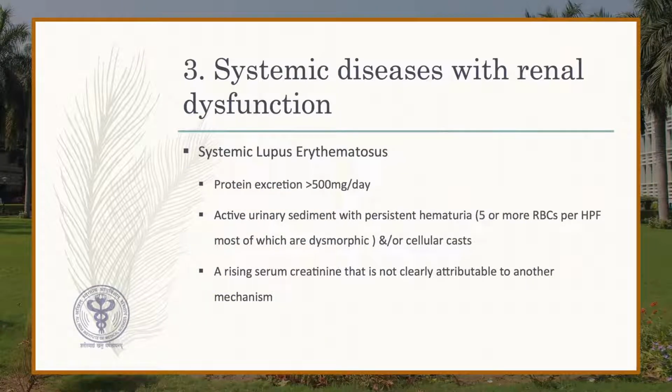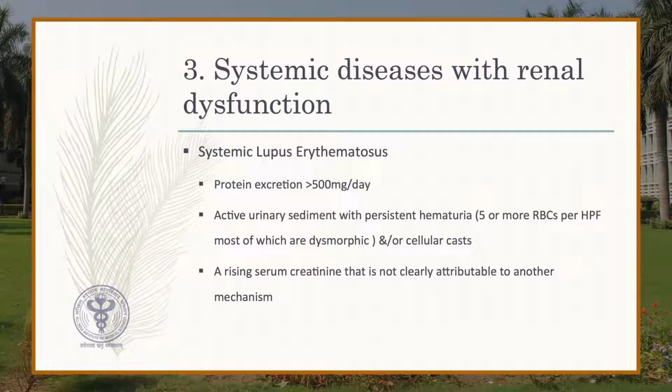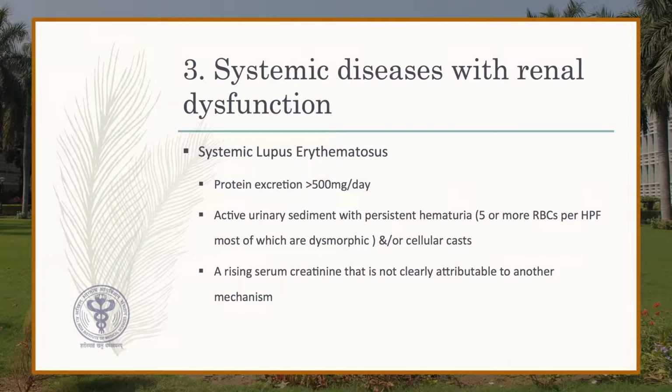In a systemic lupus erythematosus patient, renal biopsy is done if protein excretion is more than 500 mg per day, or if there is active urinary sediment with persistent hematuria with 5 or more RBCs per high power field, most of which are dysmorphic or with cellular casts. Also, if there is a rising serum creatinine level that is not clearly attributable to any other disease, then a renal biopsy might be done.